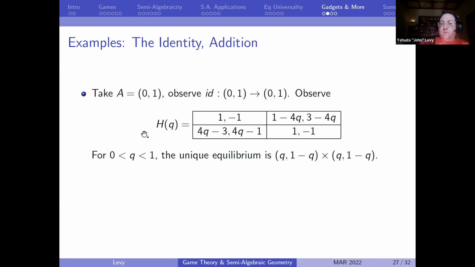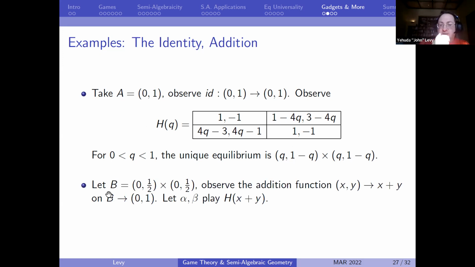So in this way, this game simulates the identity function. That seems kind of useless. What do you do with that? Well, let's see how we can get a game to simulate addition. So let's look at addition. I have to make the domain from 0 to half if I want the output to be between 0 and 1. So let me restrict it that way.